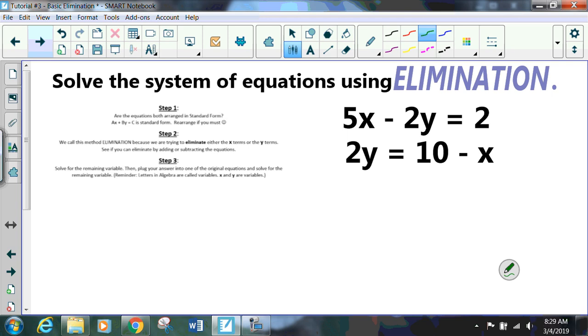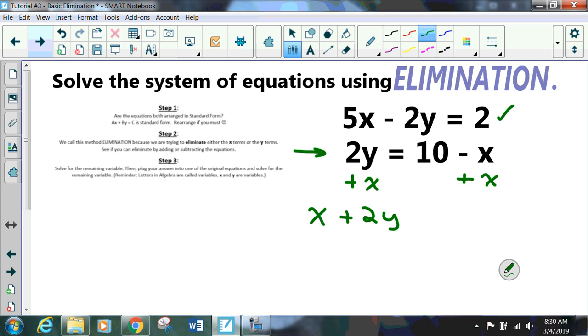So in this one, oh no, step 1 is not done. This one, the first one, is definitely written in standard form. But this second one needs some work. Standard form means I have my x term first, then my y, then my equal sign, and then my plain number. So what I'm going to do right now is add x to both sides. And I'm going to think about how I want to rewrite the left side. I don't want to rewrite it 2y plus x, because in standard form, my x term has to come first. So I'm going to rewrite 2y plus x as x plus 2y.